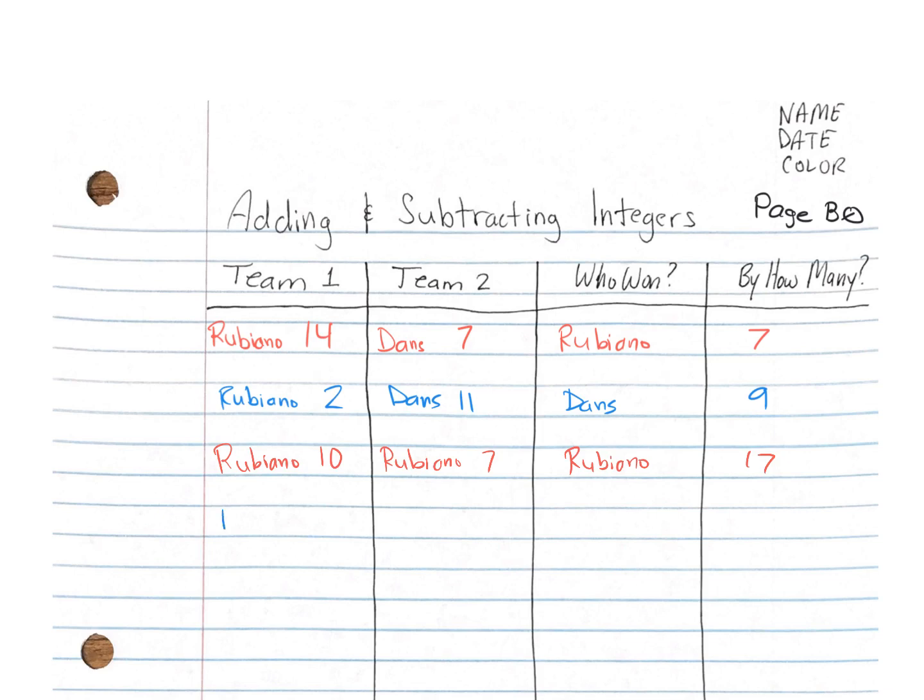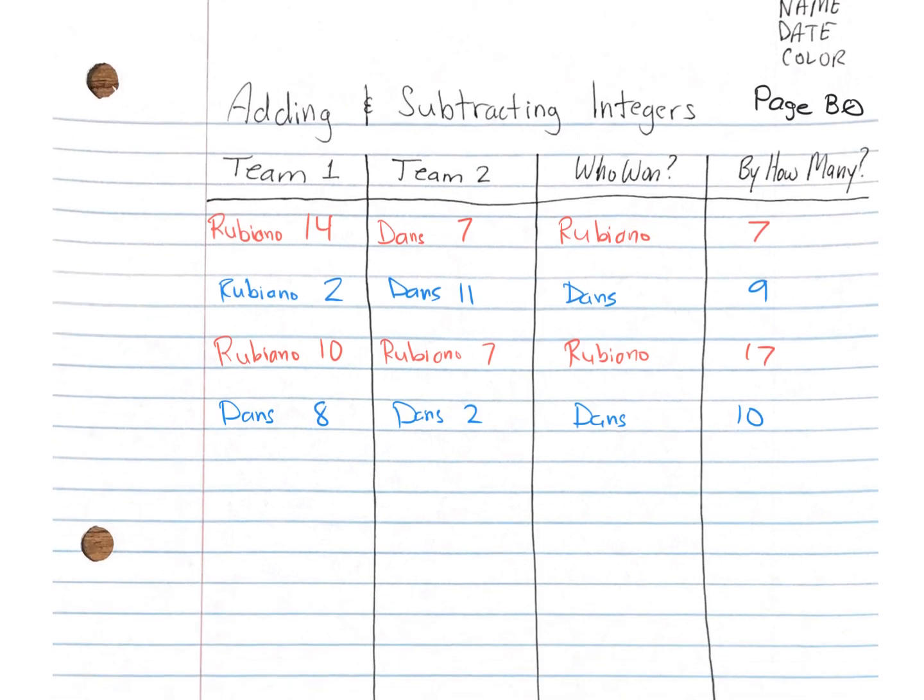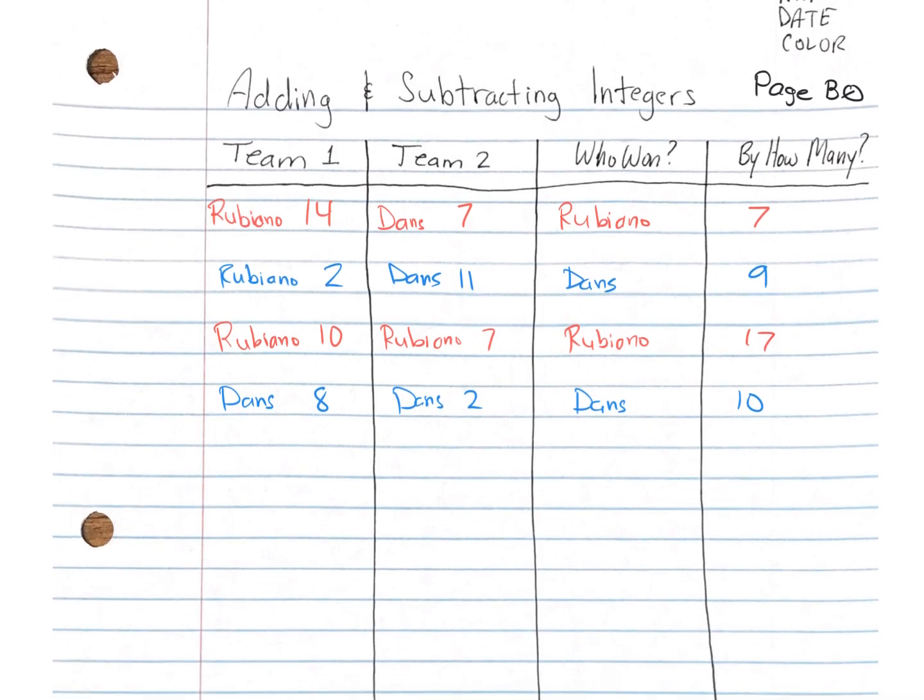So if it was Dan's, right? If I had Dan's got, let's say, 8 kills, and then Dan's also got 2 kills. So say Dan's got 8 kills in the first round, and then he got 2 kills in the second round. Well, Dan's is still the one that got the kills, but he got a total of 10 kills overall, right? That 8 plus 2. So he got 10 kills overall. But in math, we don't really talk about teams or people in battle royales. What we often talk about is positive and negative numbers.